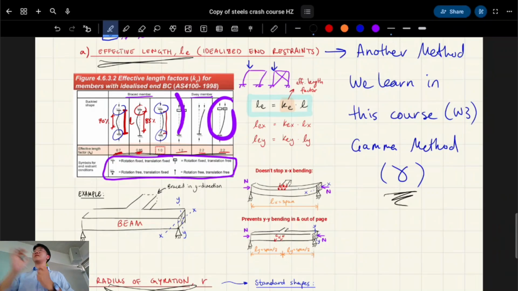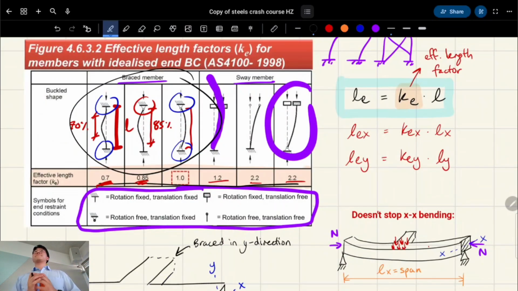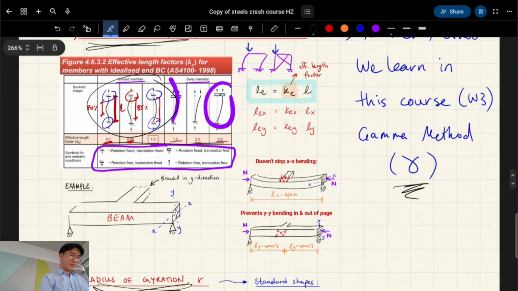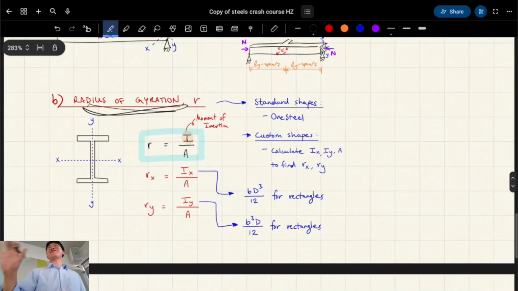Does that make sense? Because in real life, we can't just justify it based on simplified diagrams and whatever. Okay. Any questions? Right. That's the gamma method basically. If you subscribe to my YouTube channel, you can see it in week 3's content, and you can see an example of it.